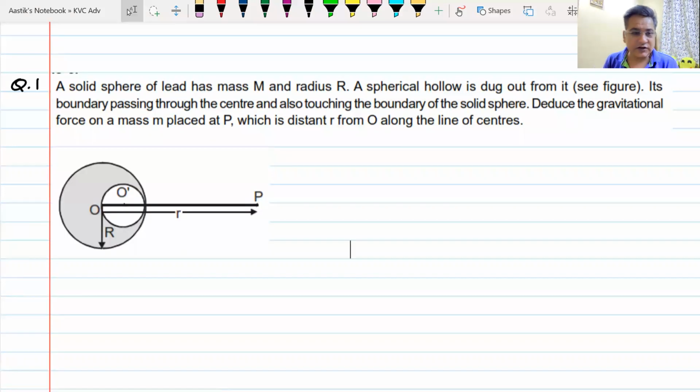Basically, this is the question that you have to solve. The entire sphere has a mass m, radius r. A hole is dug out whose radius is r by 2. You have to find out the gravitational force on this body of mass small m, which is kept at a distance of small r from the center of the sphere. I'll give you 2 minutes to solve it. I hope you are able to do this by whatever you know.